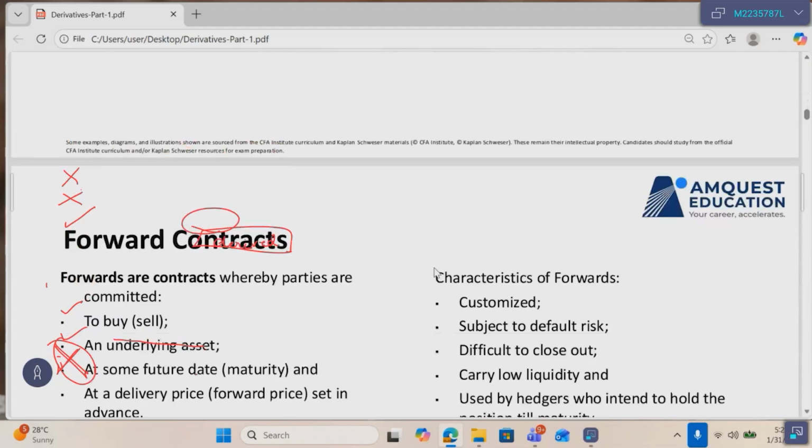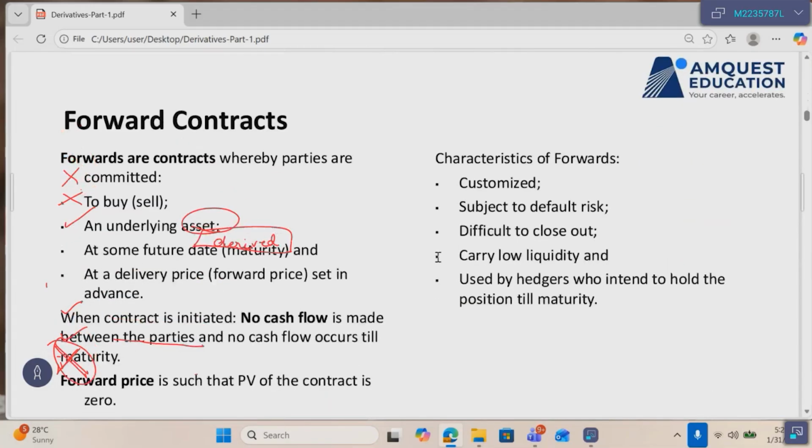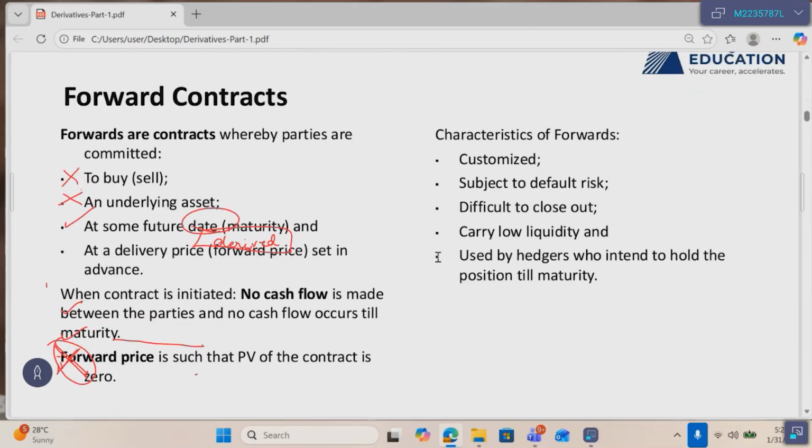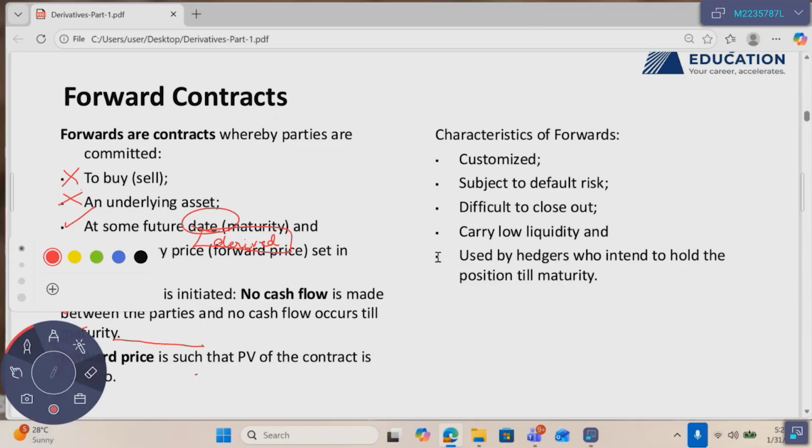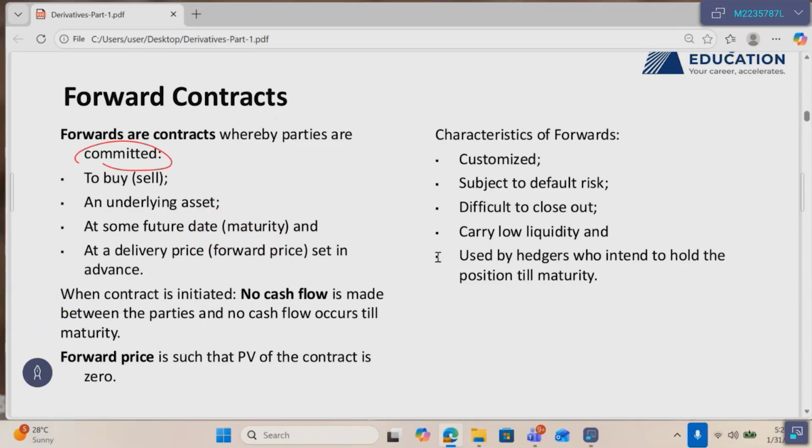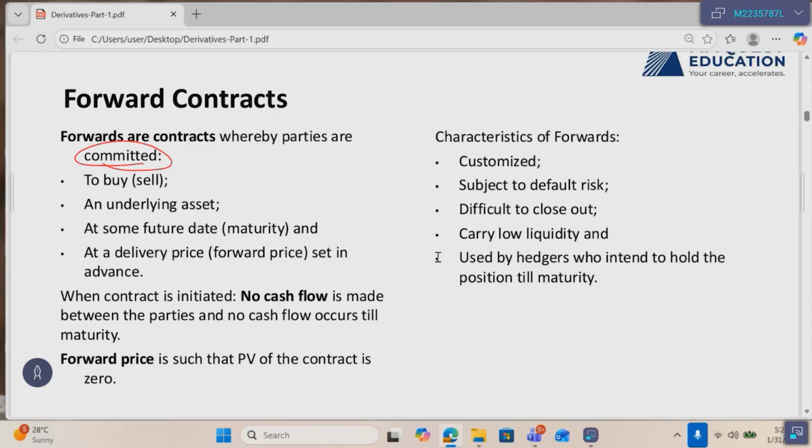Okay, quickly, what's a forward contract? A forward contract essentially means anything that is contracted for a future commitment. When two parties come together and say, I want to enter a forward contract, they commit: one will buy, one will sell. They'll deal with one asset at a future date, at a future price. So let's say A and B come together. A will say, I want to buy. B will say, fine, I will sell.